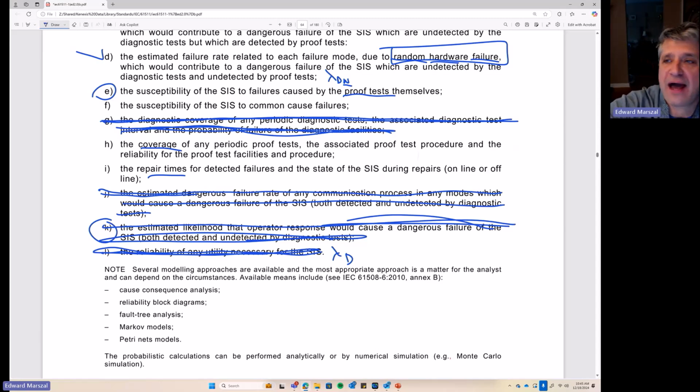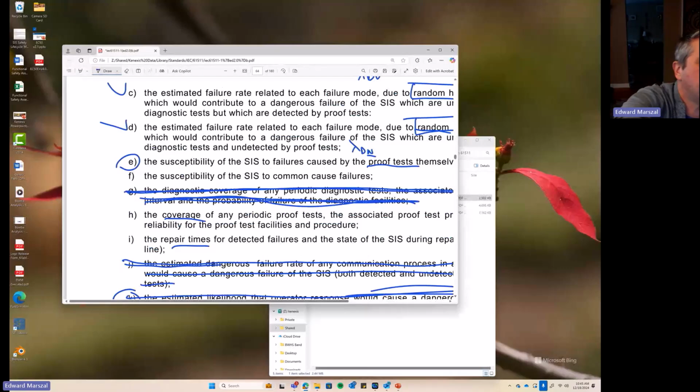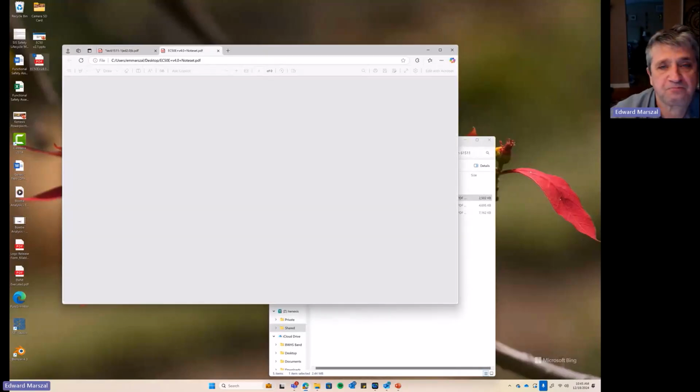So in order to do that, let me bring up my equations sheet. Bear with me.